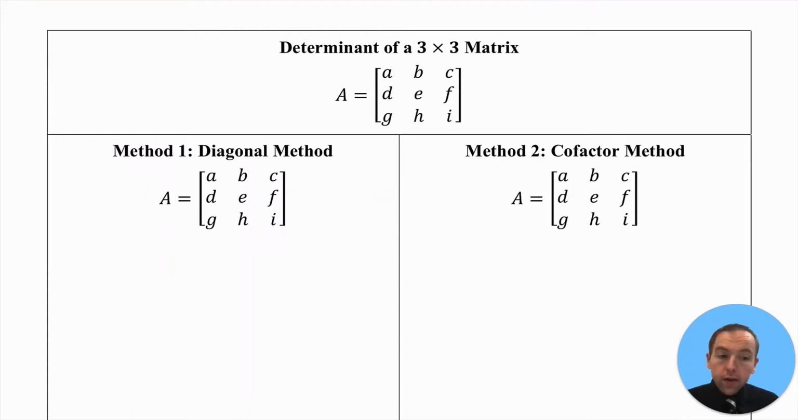Now we want to take a look at how we find the determinant of a 3 by 3 matrix. There's a couple different ways in which we could go about that, as you can see, one of which is the diagonal method and the other is the cofactor method. I'm only just going to show here the diagonal method.